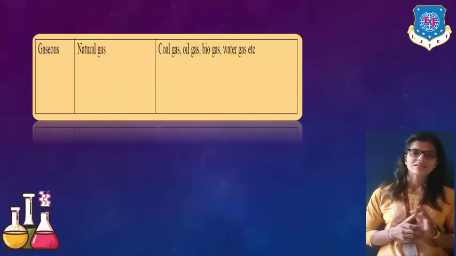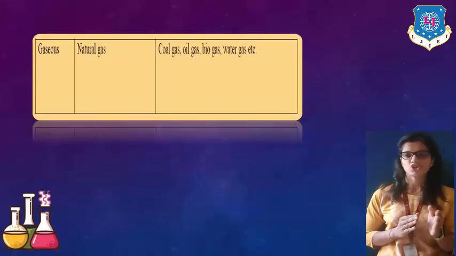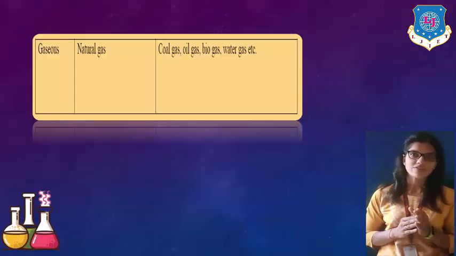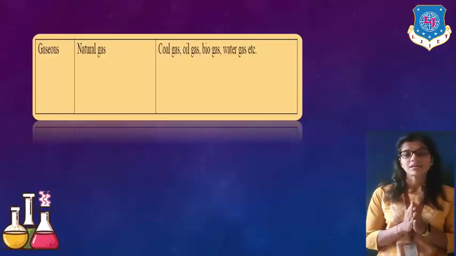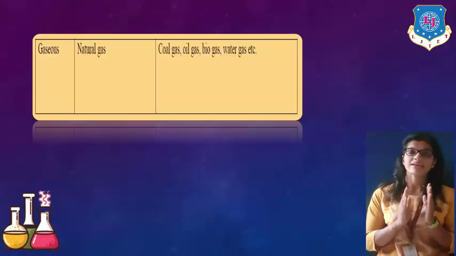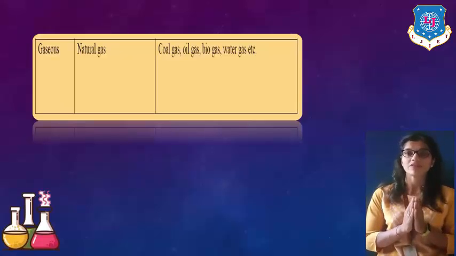Last but not the least, the gaseous fuel. When we talk about the natural one, natural gas is involved, and when we talk about artificial ones, then coal gas, oil gas, biogas, water gas and furnace gases are included. These are the basic examples of how we can classify fuels depending upon their availability, their state, and their applications. We have other things also, but these are the main types of fuels and the main classification of that particular kind of fuel.